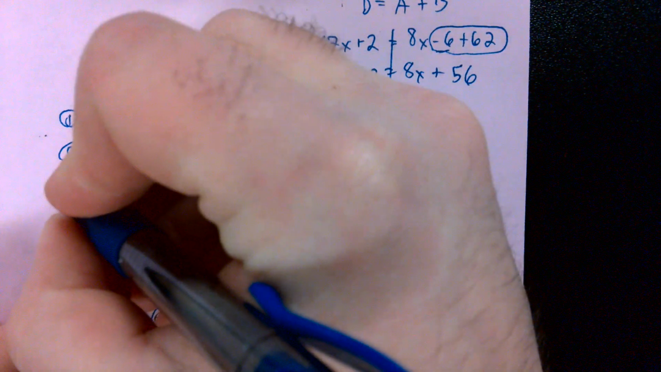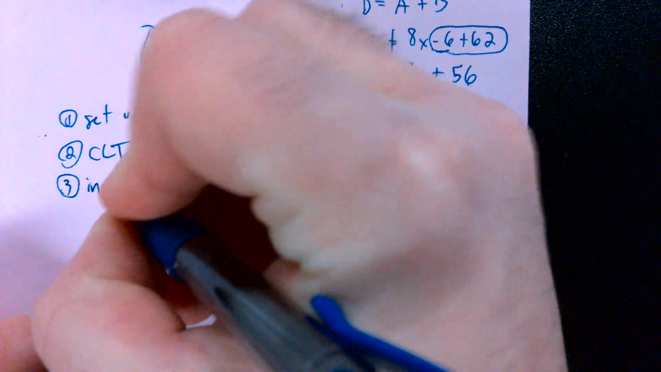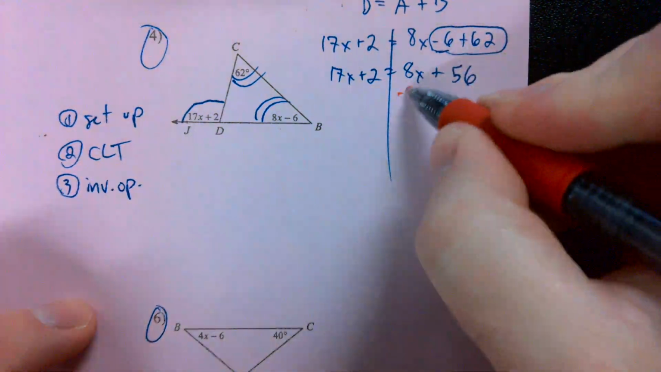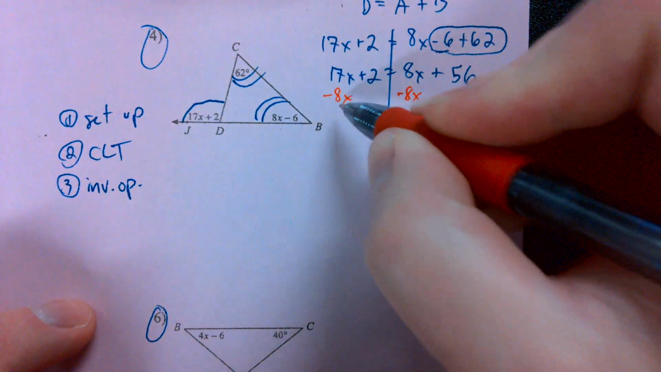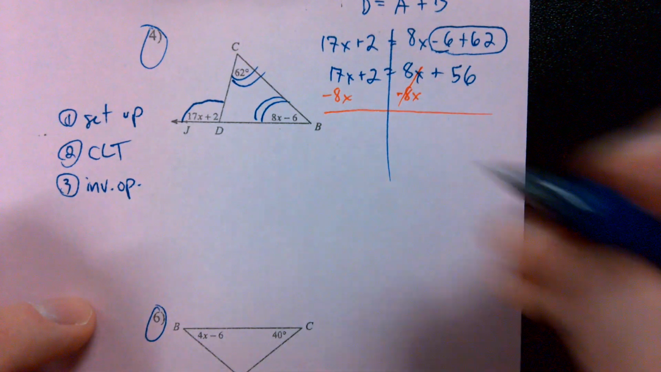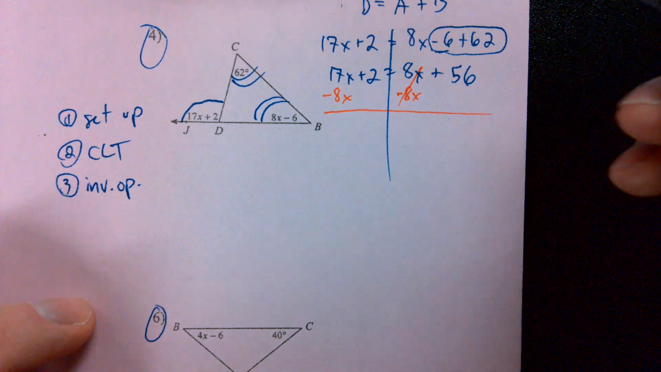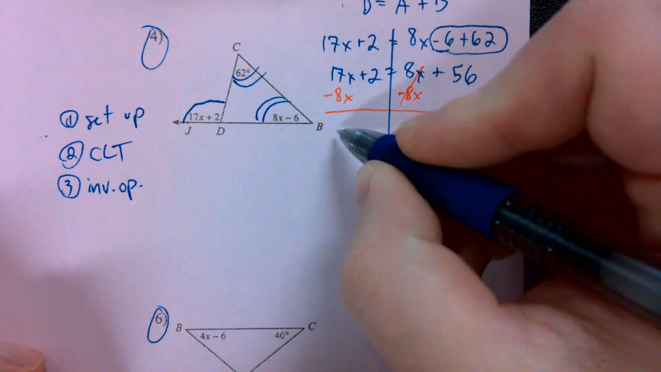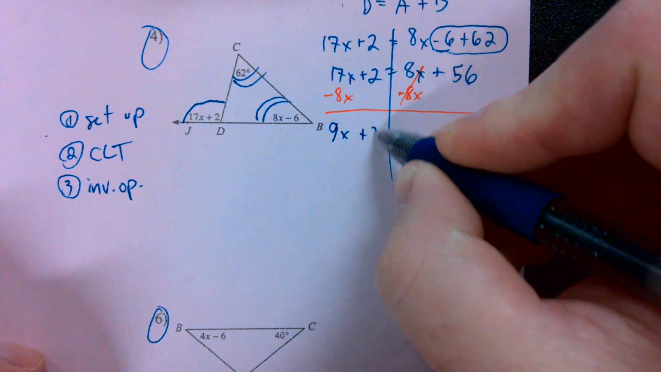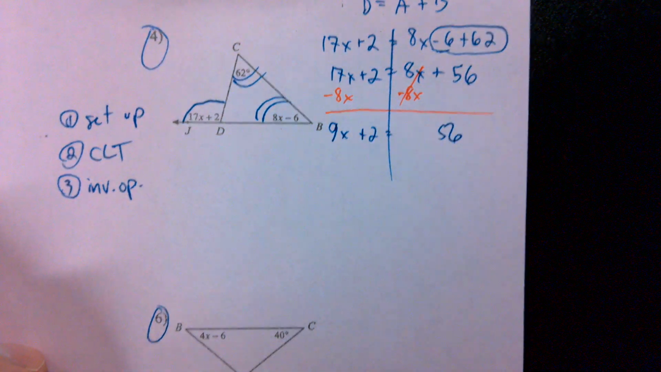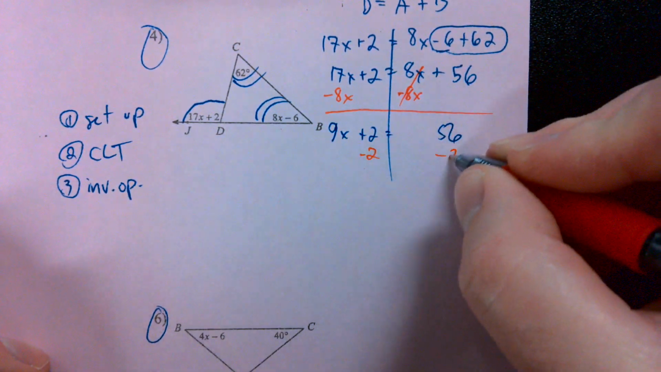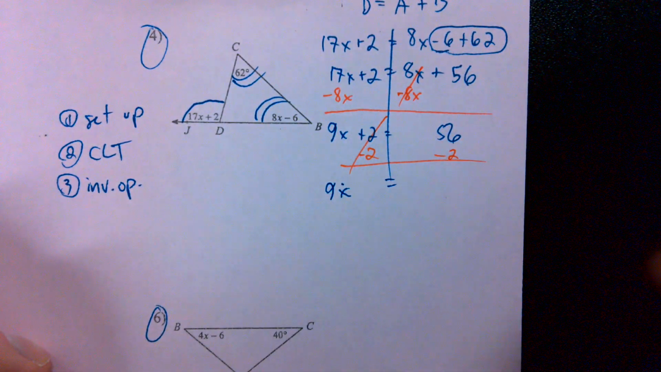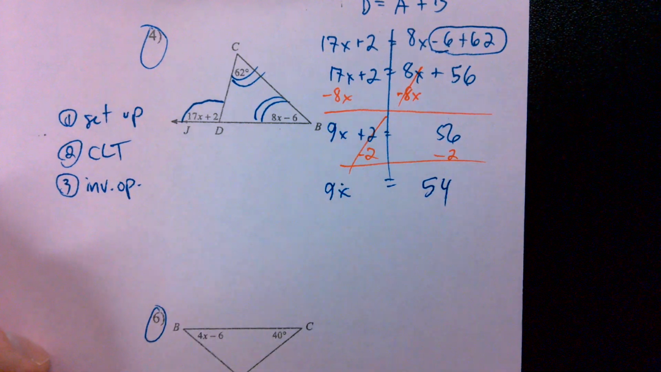The third step is my inverse operations. So I'll subtract my variable term over to the left. 17 minus 8, what would that give me? 9x. Great job. And then I'll subtract my constant over to the right. 56 minus 2 is 54.